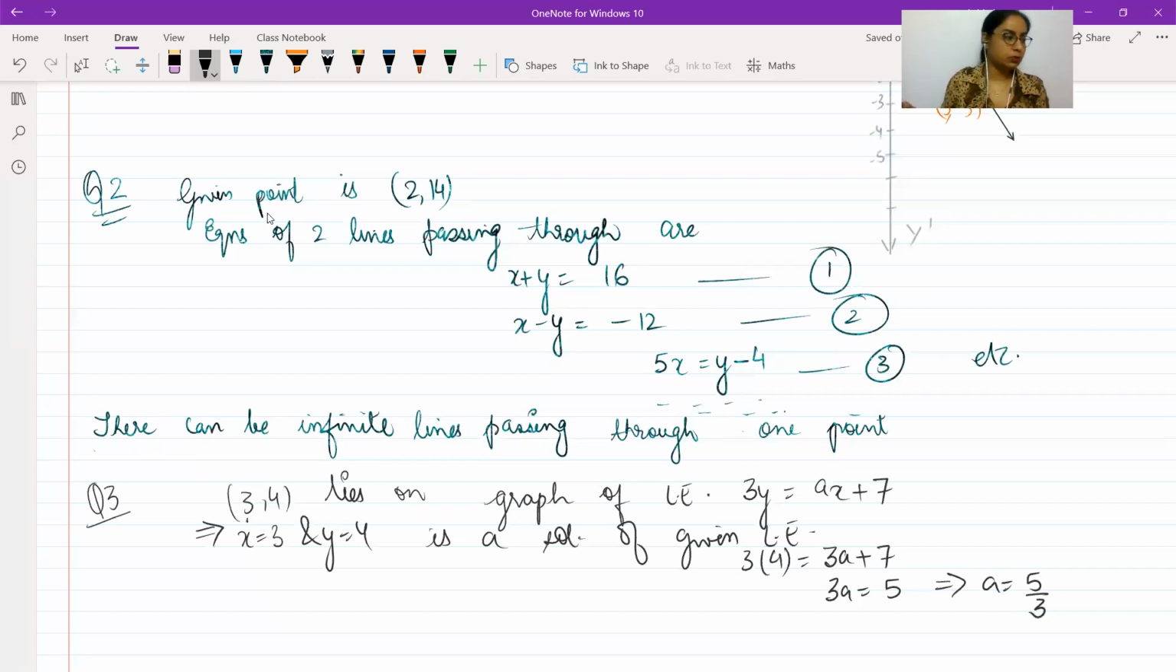This question is similar to the last question of your previous exercise, where you were given that a pair of values acts as a solution of the linear equation. You use the pair as such. Right now, they are not giving the pair to you. They are giving that there is a point which lies on the graph. So you can conclude that the values you obtain from here will be a solution.